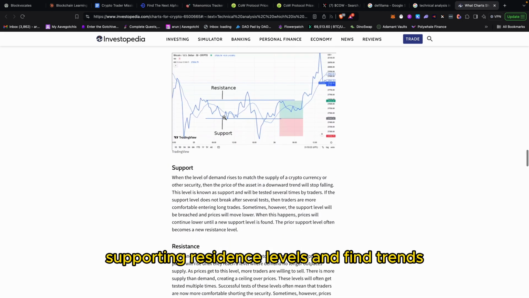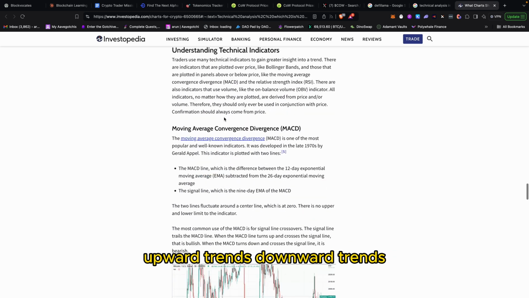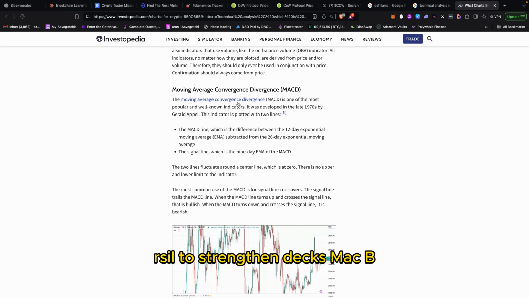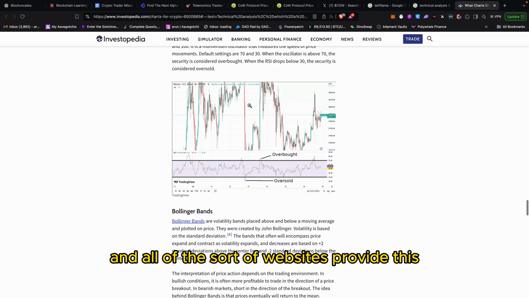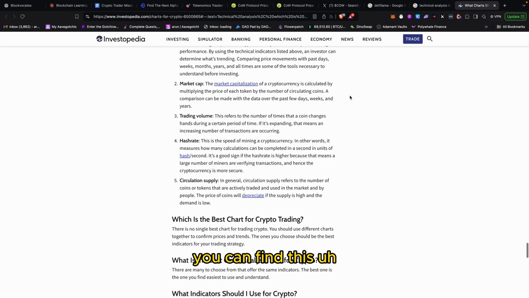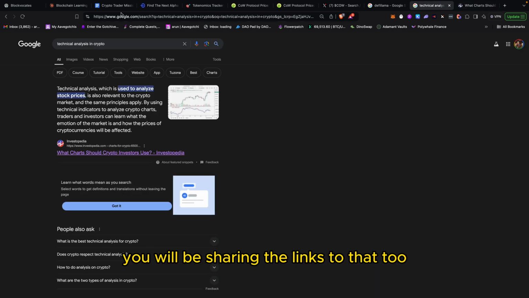Support and resistance levels, identifying trends, upward trends, downward trends. You can also use things like RSI, Relative Strength Index, and MACD, and all of the websites provide this. You can find these details on websites like TradingView. We'll be sharing the links to that too.